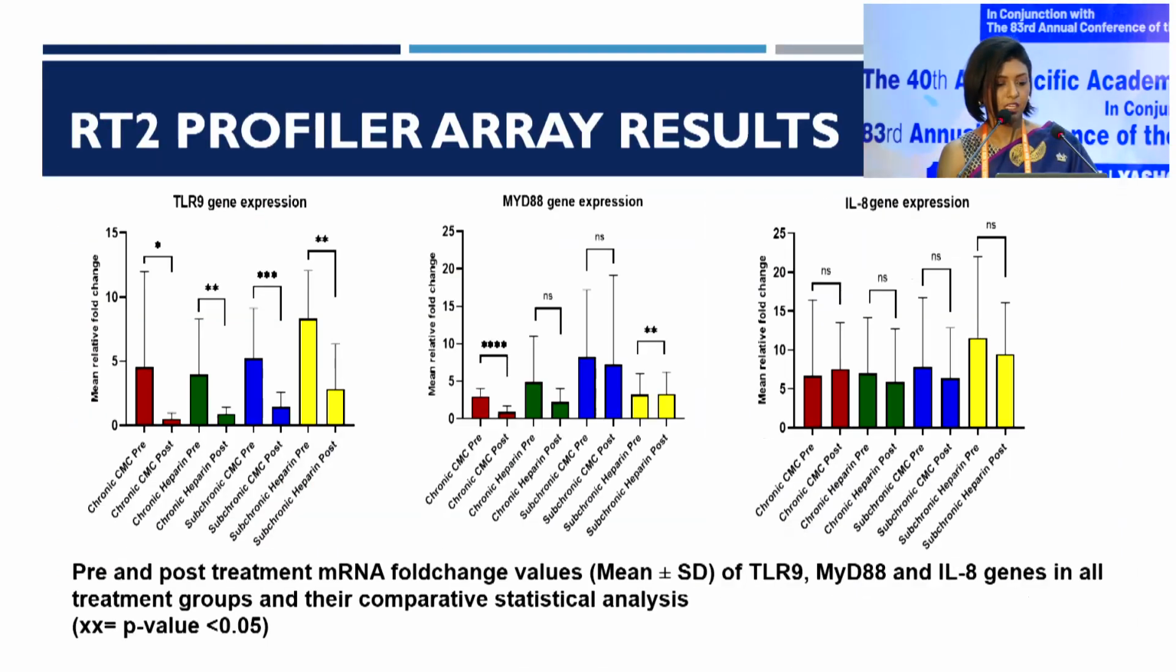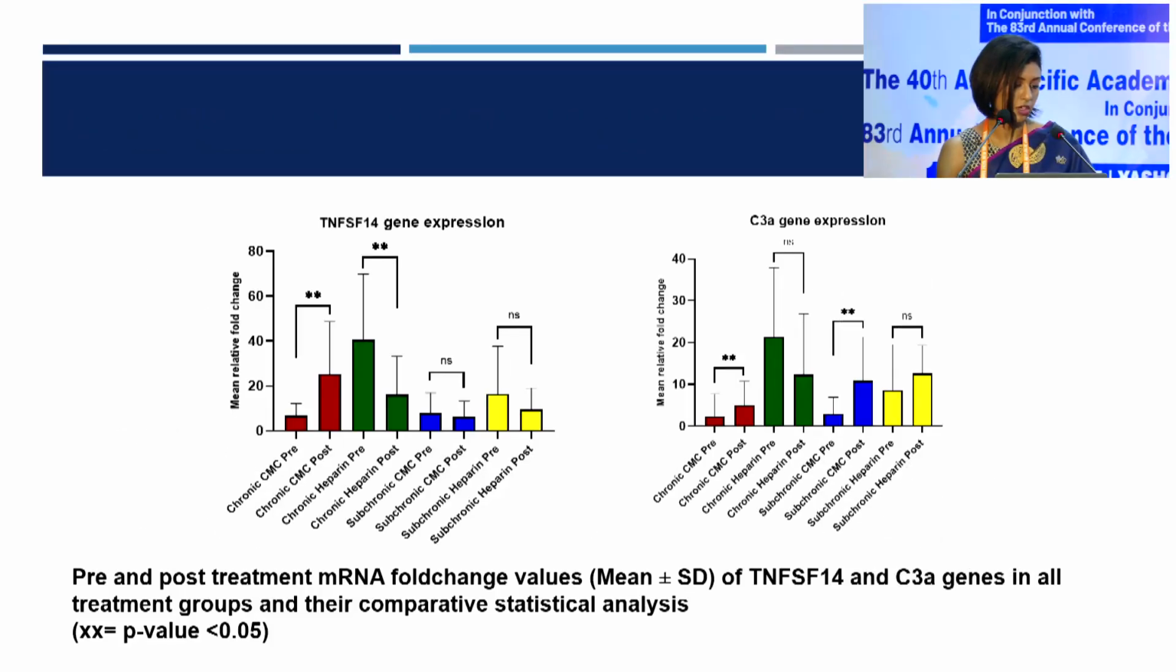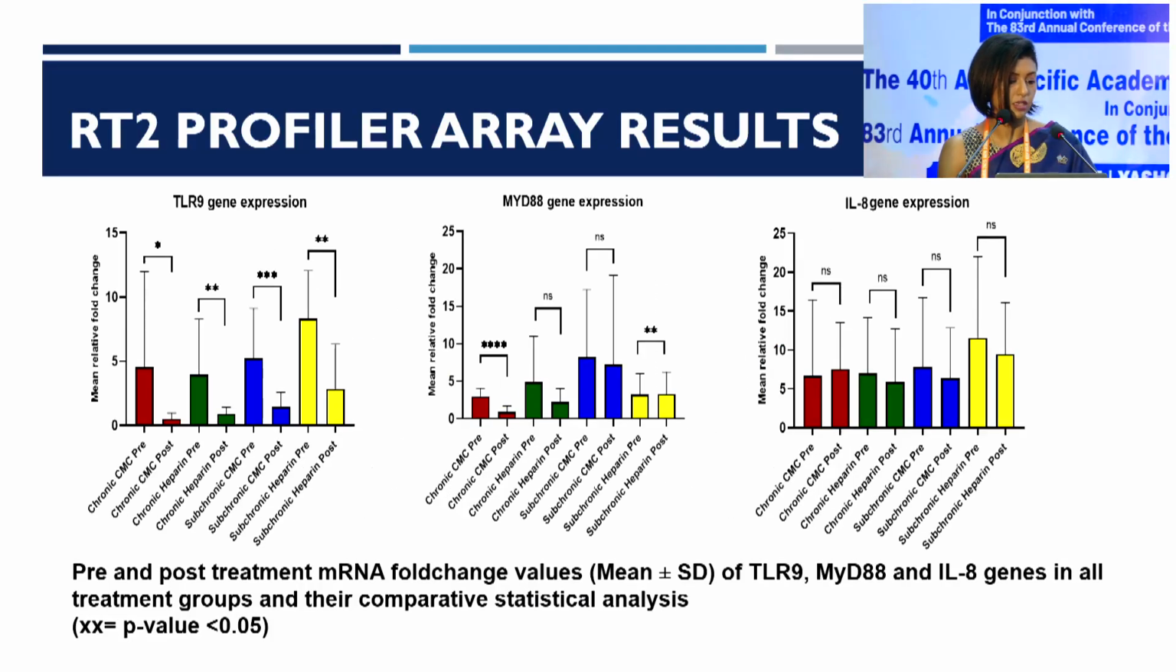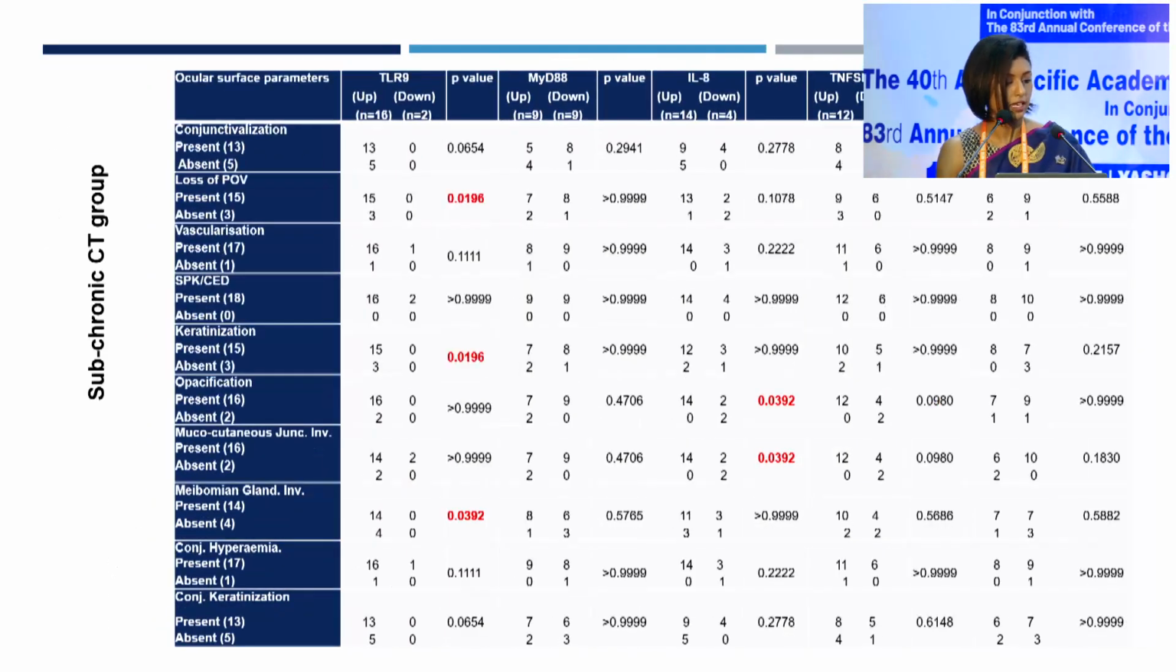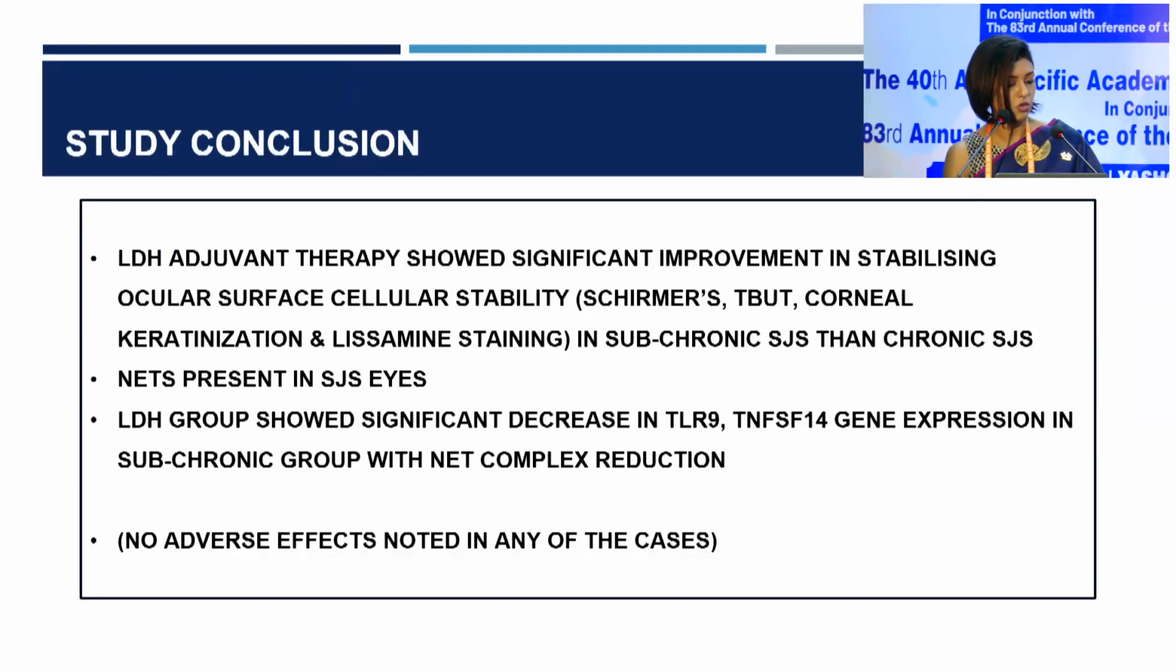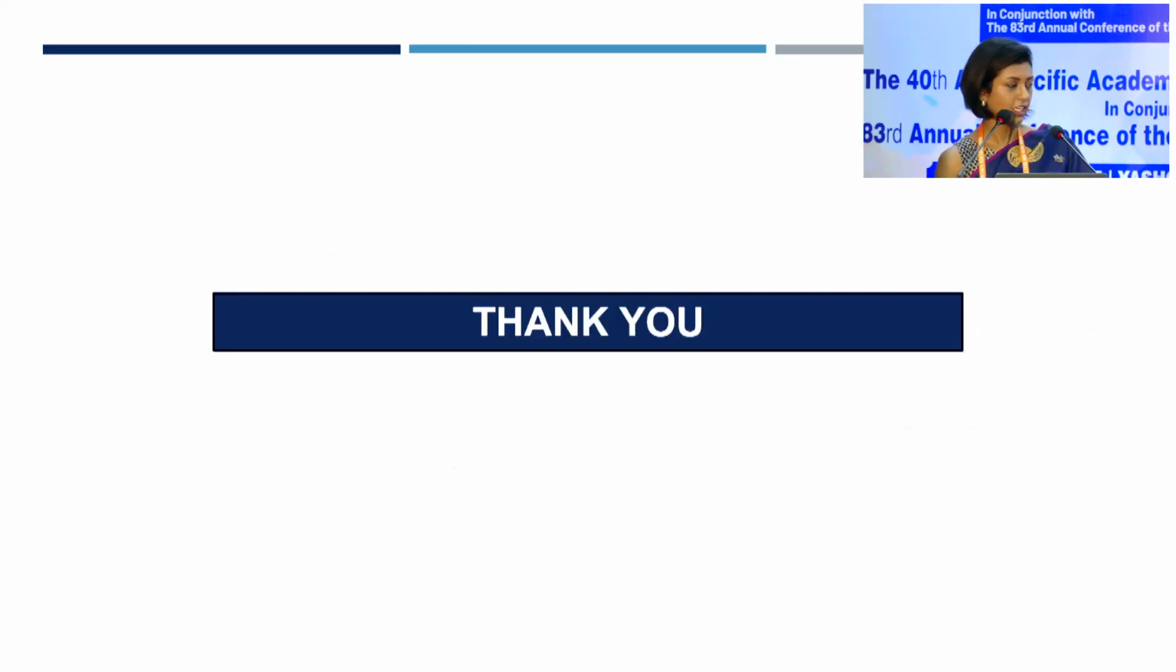Okay. We found that NETs were present on the ocular surface and the respective gene markers were significantly downregulated post LDH treatment, and LDH adjuvant therapy showed significant improvement in stabilizing ocular surface cellular stability in subchronic cases more than chronic cases. Thank you.